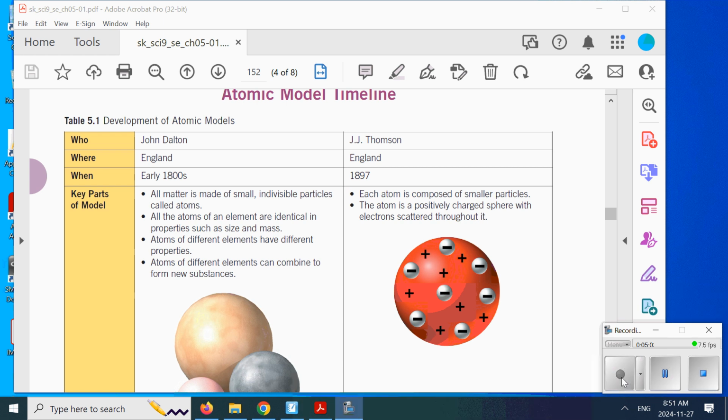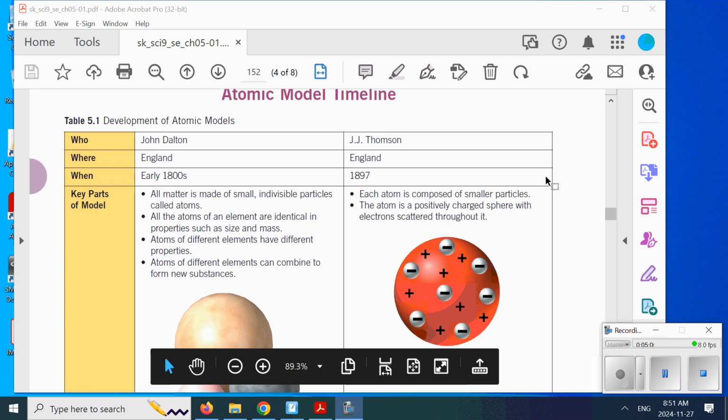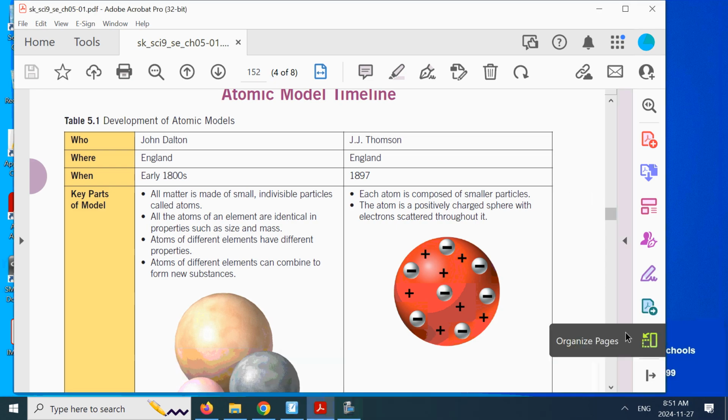J.J. Thomson, also English, 1897, so almost 1900. Each atom is composed of smaller particles, so he figured something out that Dalton didn't know. He had evidence that there are particles inside. He figured that there was a positively charged overall ball or sphere with the electrons scattered throughout it. Sometimes people call that the plum pudding model. Not that we're familiar with plum pudding. It's like a chocolate chip cookie, except a round ball. The chips are like the electrons, because he had evidence that there's electrons.